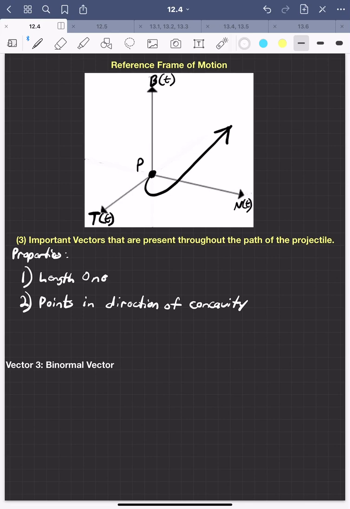So you can kind of see the concavity of your curve here. And maybe what I will do, to make sure you understand what I mean in terms of pointing in the direction of concavity, is draw something concave down, and I'll draw concave up. Then you would expect, if it's pointing in the direction of concavity, that N of t would be pointing like this.